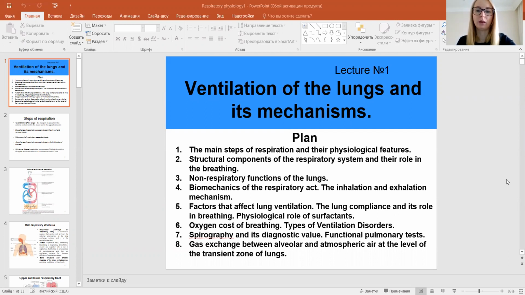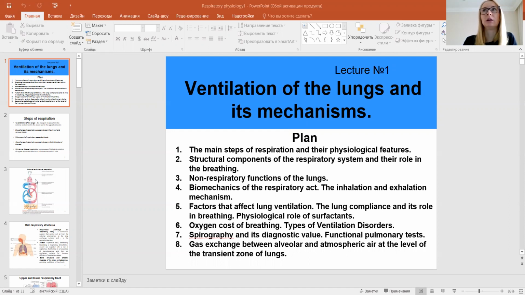disorders. Also, we will be discussing spirography and its diagnostic value, and gas exchange between alveolar and atmospheric air at the level of the transient zone of lungs.